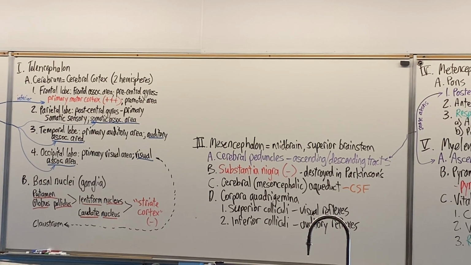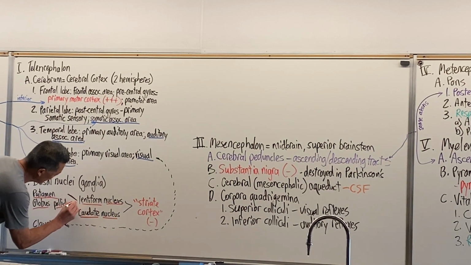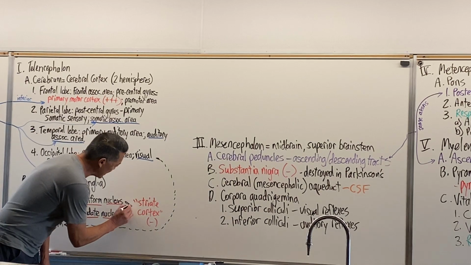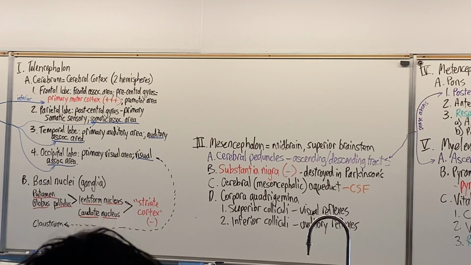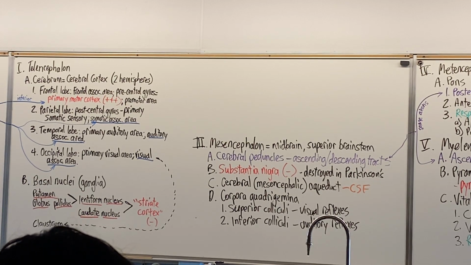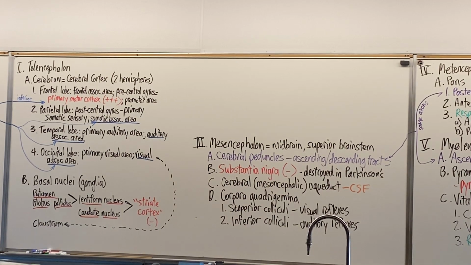You put the putamen and the globus pallidus together, that's the lentiform nucleus. You add the caudate nucleus, which is a ring around the thalamus, and then you take the brain in that area of the deeper telencephalon and you do a coronal section through the brain, and you see these gray stripes. Okay, it's gray matter, but it's in stripes, and so anatomists have called that the striate cortex. Striate for stripes. Everybody got it? So all of these nuclei, that's what they are, nuclei, form the striate cortex.